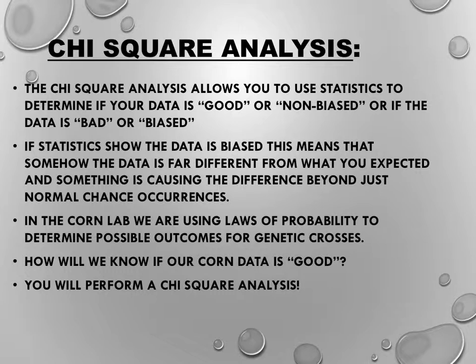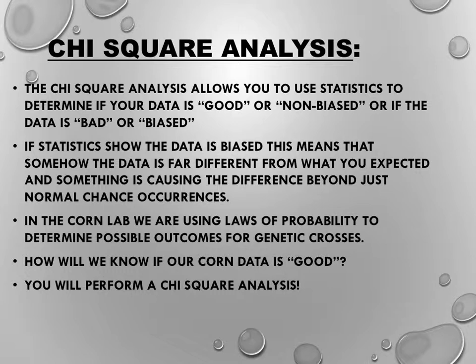So if we were to take our corn data, how could we figure out if our data was good? Because you physically counted a certain number of rows and you counted for different phenotypes. Some of you were looking at color, some of you were looking at the shape of the seed, some of you were looking at both, but you literally went down row by row and counted how many seeds were purple and smooth, how many seeds were purple and wrinkled, how many seeds were yellow and smooth, how many seeds were yellow and wrinkled. And you actually had numbers to represent those four categories.